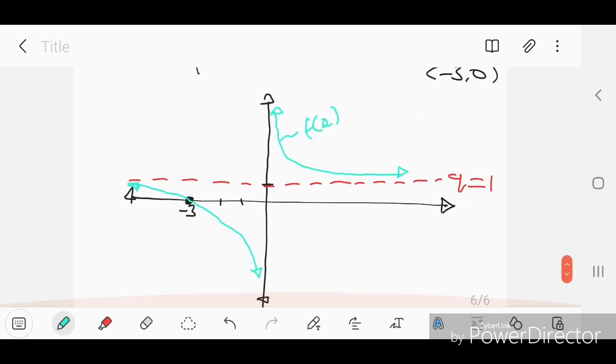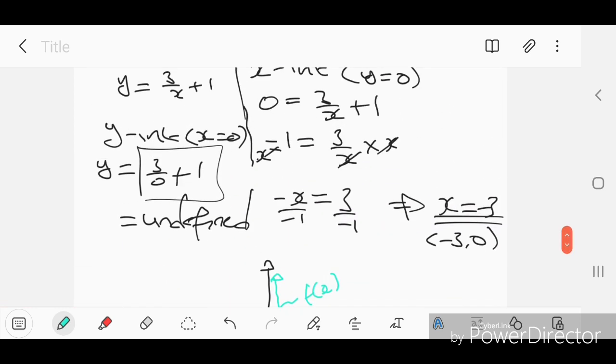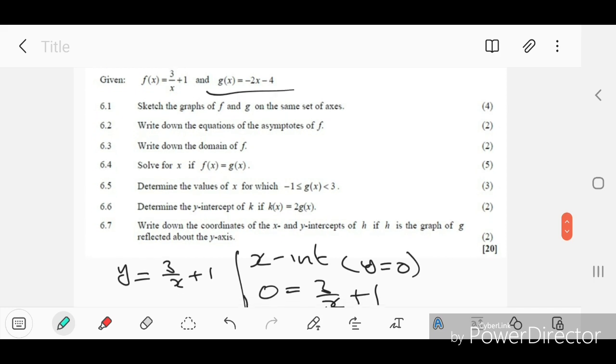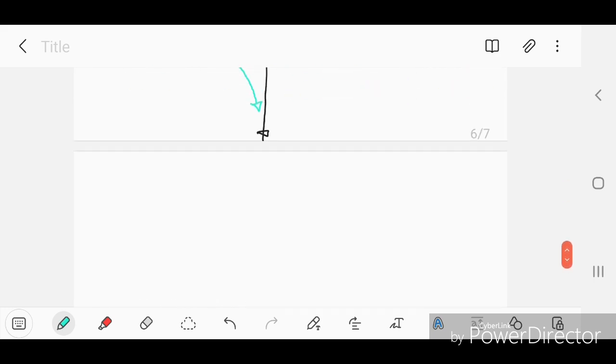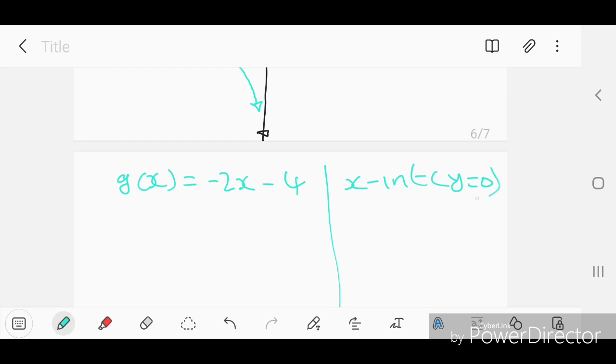Then I come to g of x now, because they said I must plot it on the same set of axes. g of x is minus 2x minus 4. You can see our gradient is negative, so that means the graph will go in this direction. If our gradient is positive, the graph will go in that direction. You need to know that, because this is mx plus c. So we must find the x-intercept by making y 0.